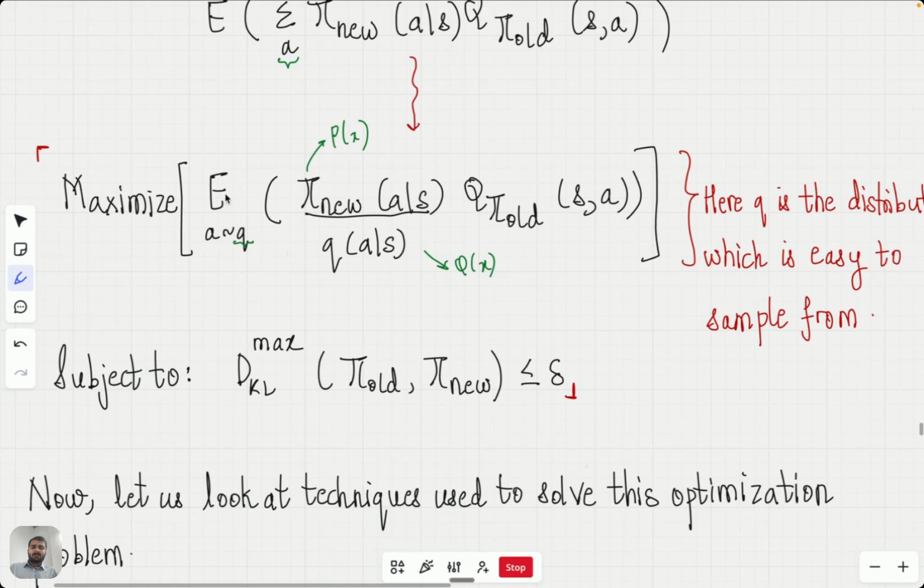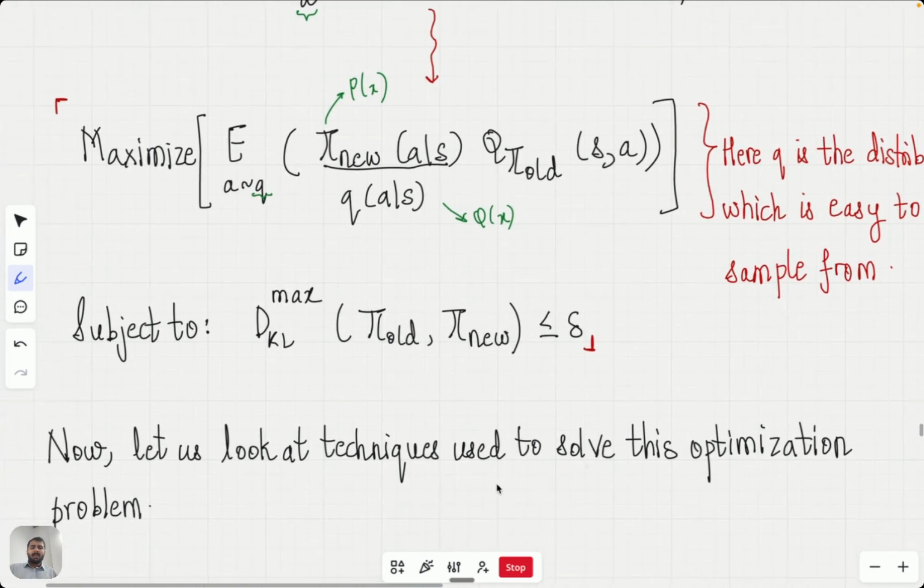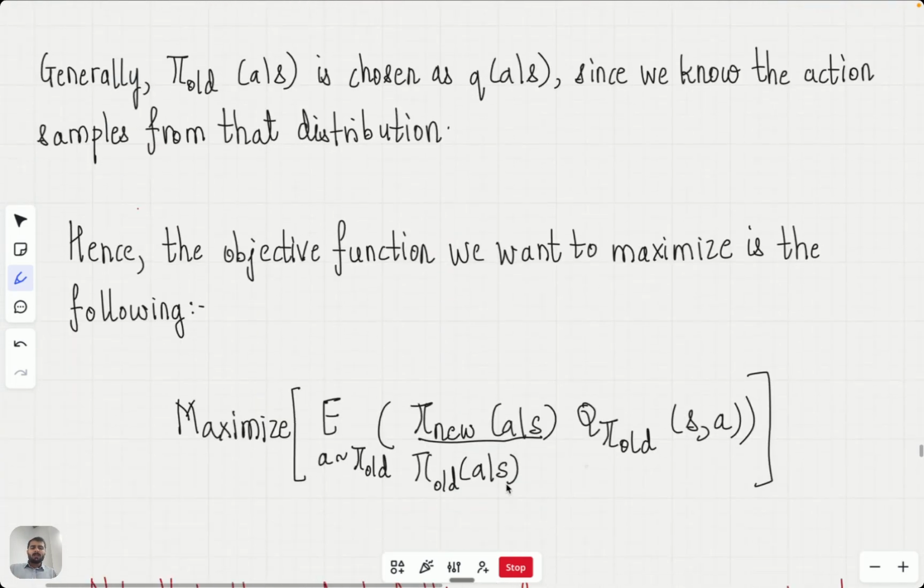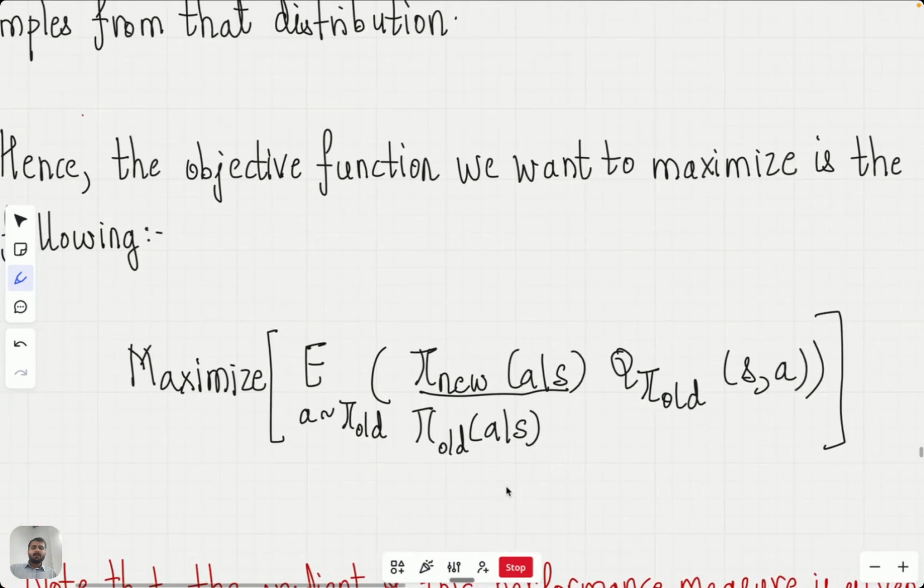I want to maximize the expectation of pi new divided by pi old times q pi old s comma a. The question which all of you might be having is what is this small q? And then what people usually do is use the old policy as q because it's easier to sample from the old policy. I cannot sample the actions from the new policy, so I will end up sampling the actions from the old policy itself.